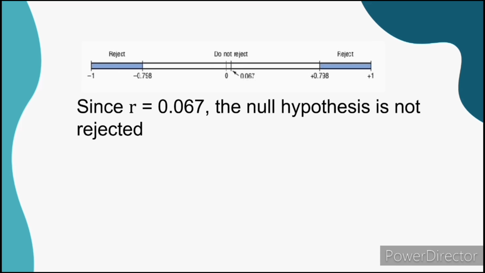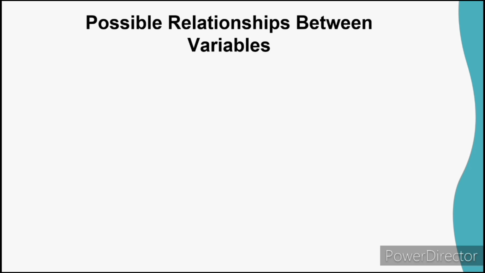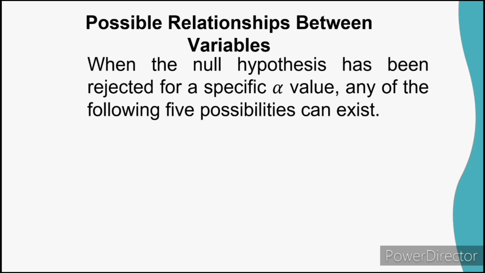Since r is equal to 0.067, then the null hypothesis is not rejected. Therefore, there is not enough evidence to say that there is a significant linear relationship between exercise and milk consumption. Next, let's discuss the possible relationship between the variables. When the null hypothesis has been rejected for a specific alpha value, any of the following 5 possibilities can exist.